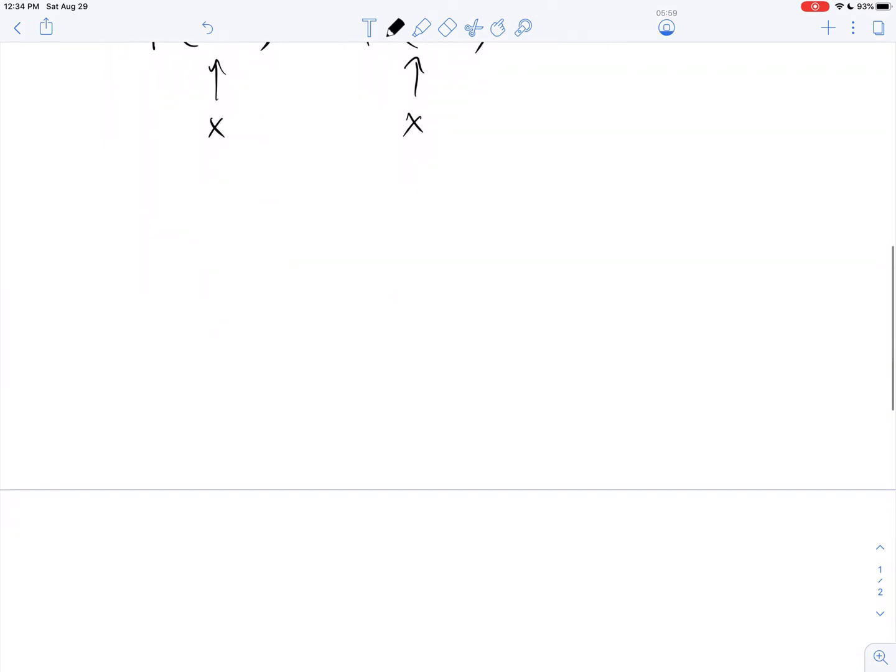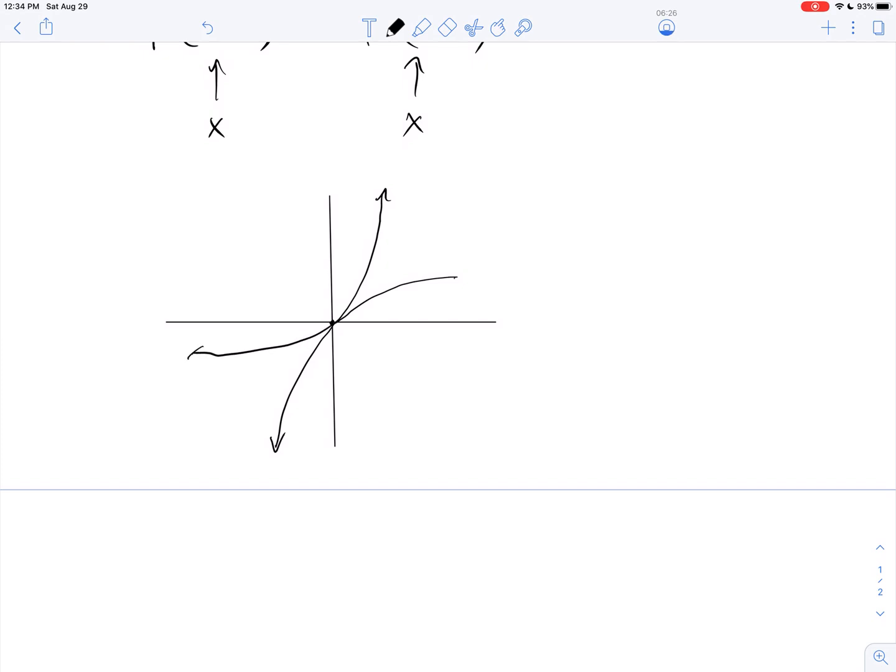I know that if I want to check to see if two functions are inverses of each other, then I can graph both of them on the same coordinate system. So here we go. Right through the middle here, I'm going to draw my cube function. Now remember, this is just a rough sketch. This is not perfect. I'm going to draw my cube root function. And then I'm going to draw the line y equals x.